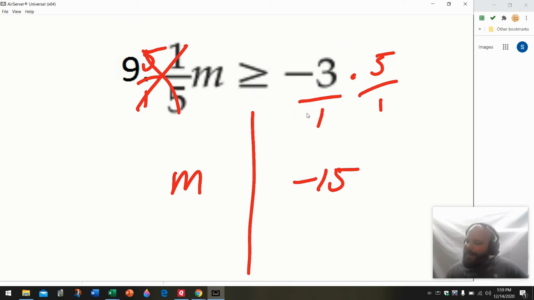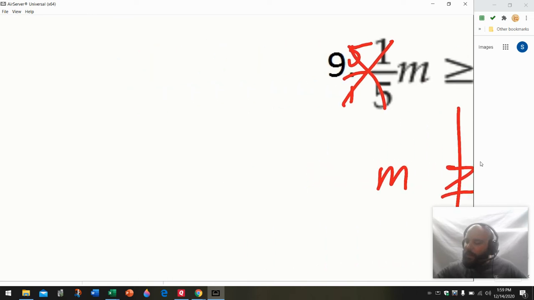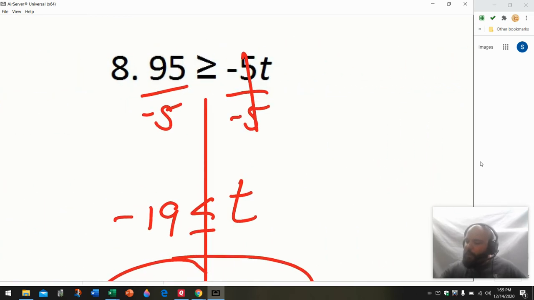Nope, not exactly. In this case, this sign is going to stay the same, and it's m is greater than or equal to -15. Here's why we don't flip the sign. We multiplied both sides of the equation by +5, not a -5. If you go back and look in this problem right here, we divided both of the sides by a negative. That's when you are going to flip the sign.